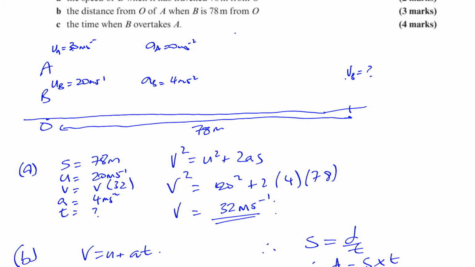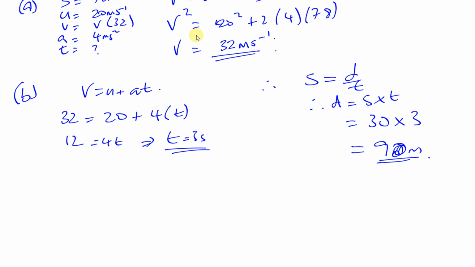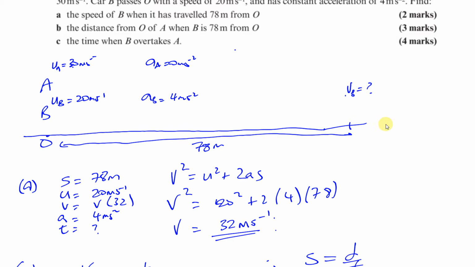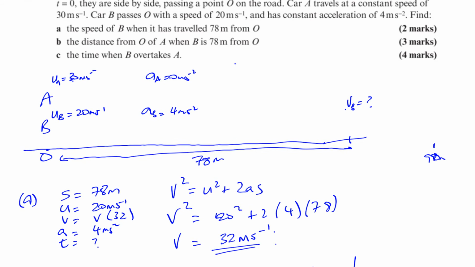Then this is the time when B overtakes A. So look, you see B, after 3 seconds, B is 78 meters from O and A is 90 meters from O. Okay, so after 3 seconds, one is 90 meters away and the other one is 78 meters away. So we've got to find out what time they're going to actually be exactly the same distance from O, basically.